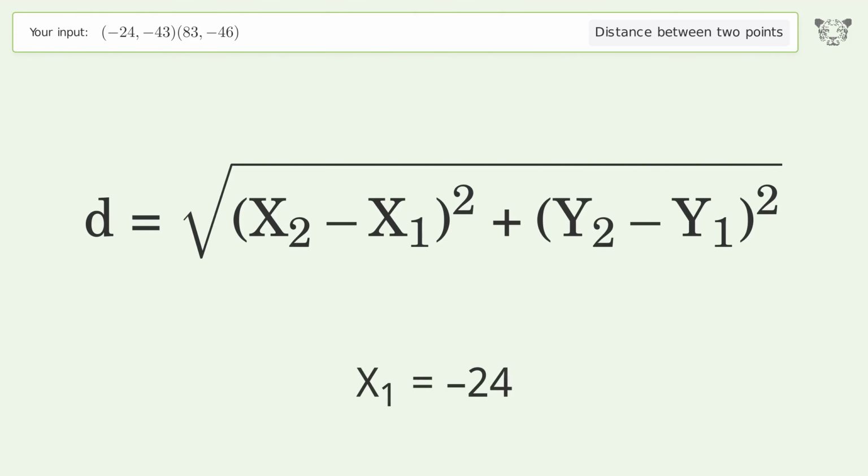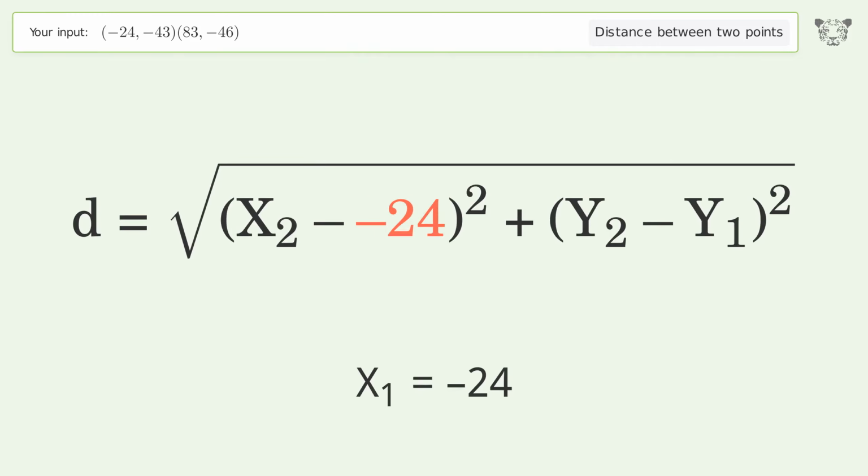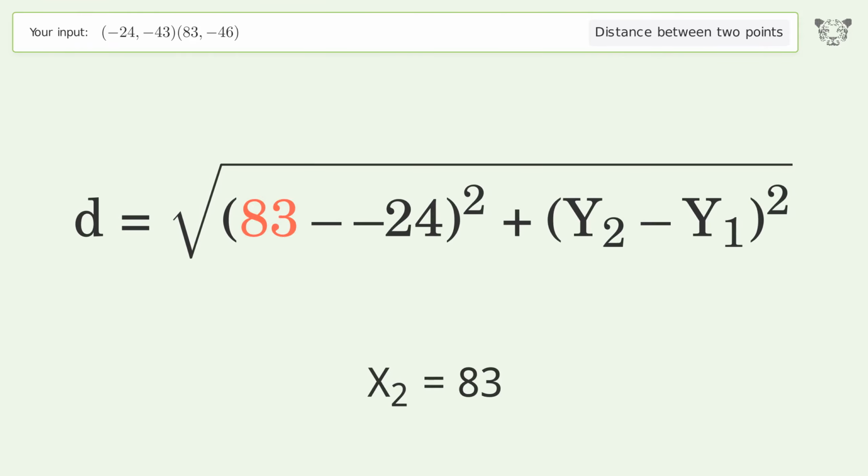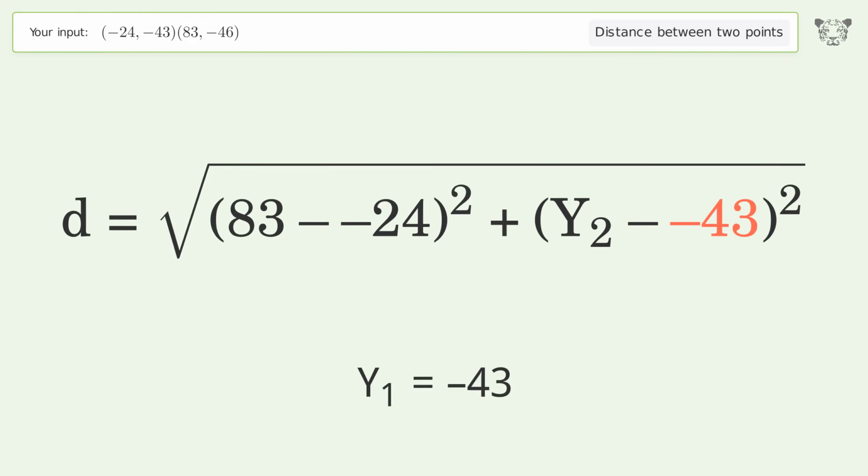x1 equals -24. x2 equals 83. y1 equals -43. y2 equals -46.